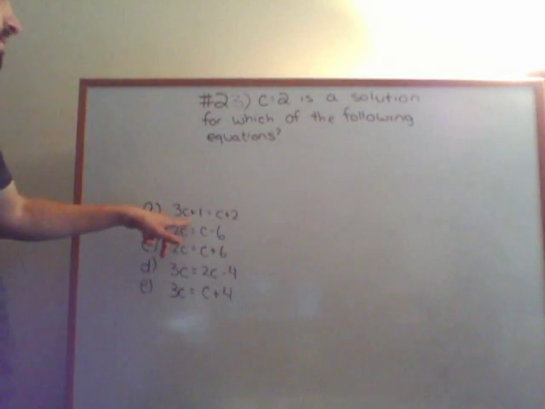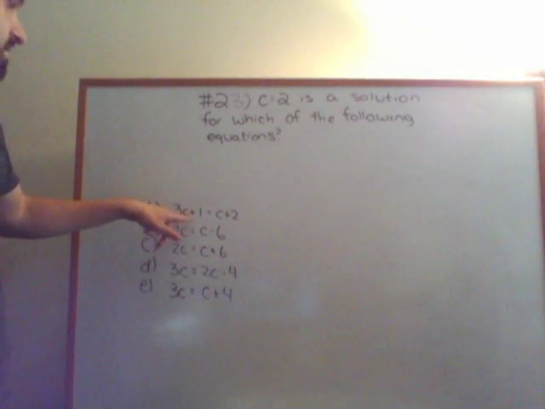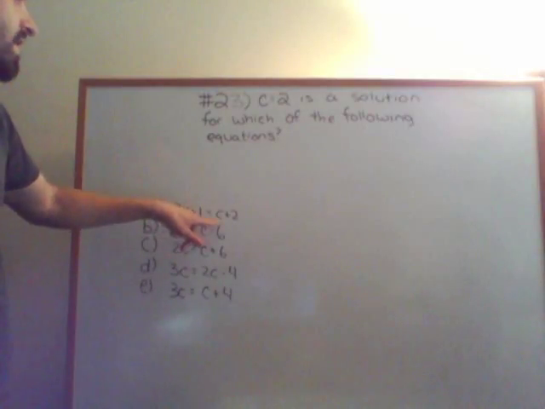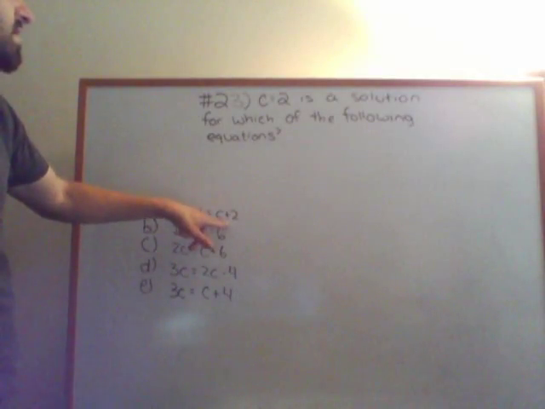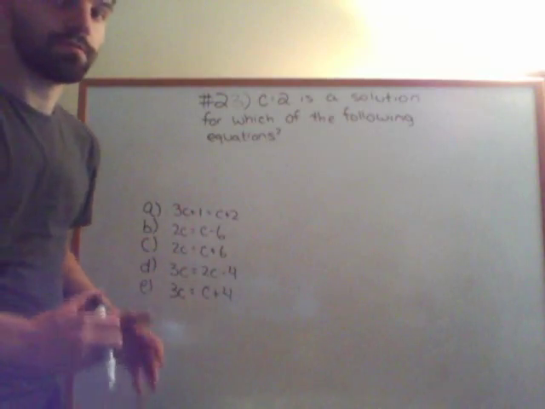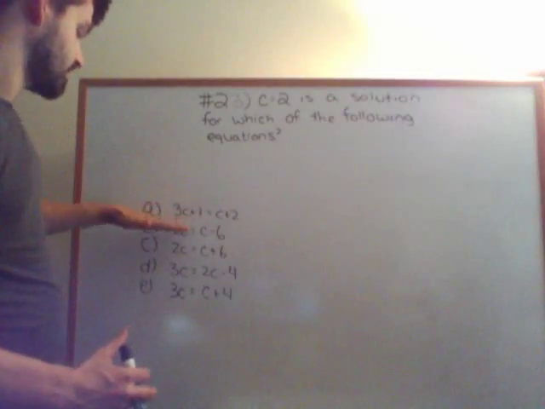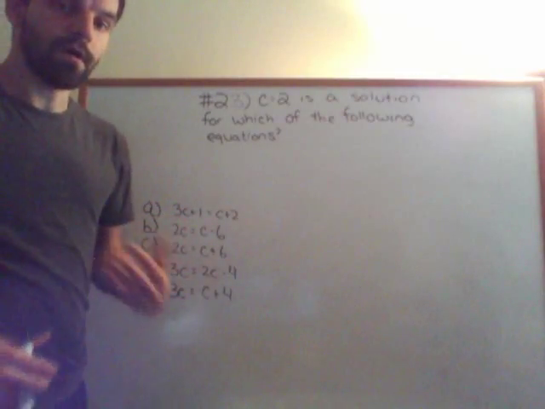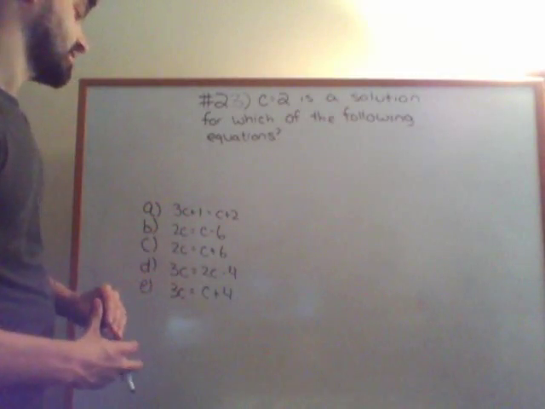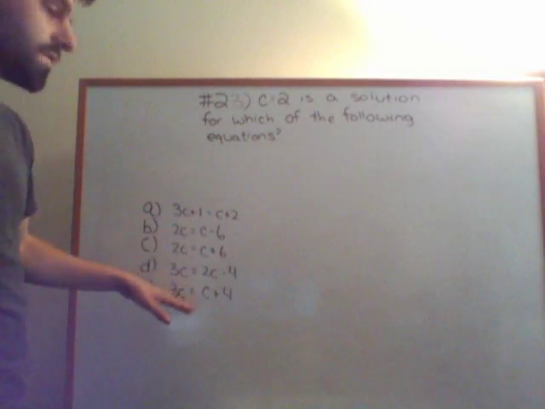For example, if you were to plug in 2 for choice A here, you get 3 times 2, which is 6, plus 1 is 7, and then you get 2 plus 2, which is 4, but since 7 does not equal 4, A is not the correct answer. That's the first way that you could do it, and then you would do it for the rest of them. However, I want to show you the other way that you can do it. What we can do here is go ahead and solve all of these equations for C.